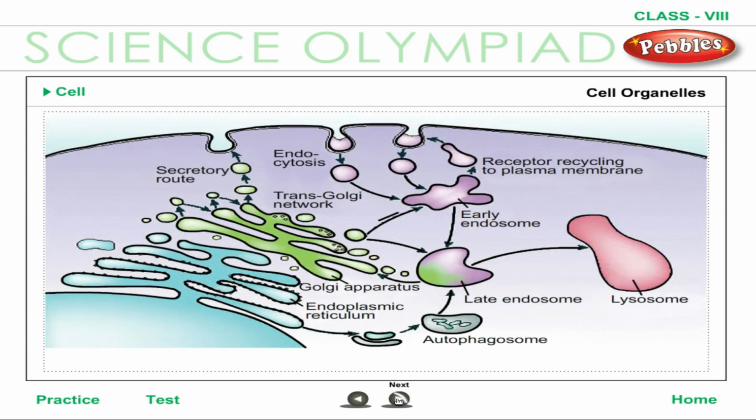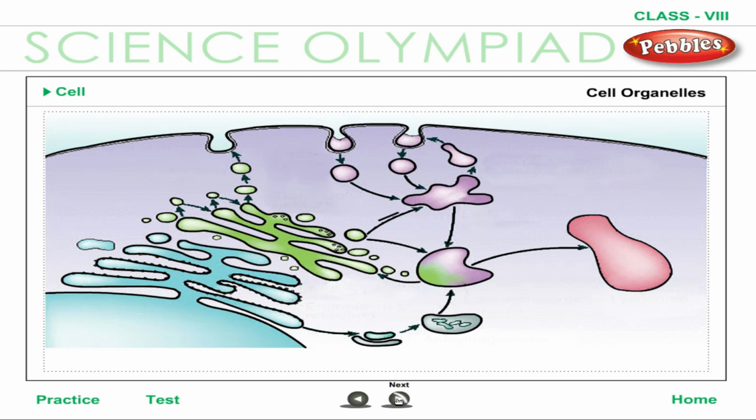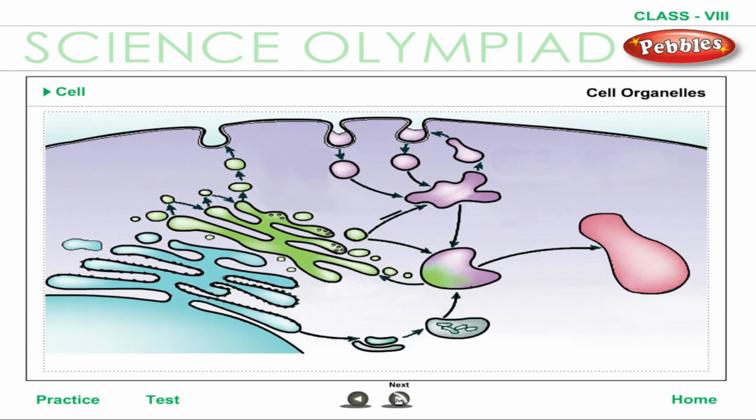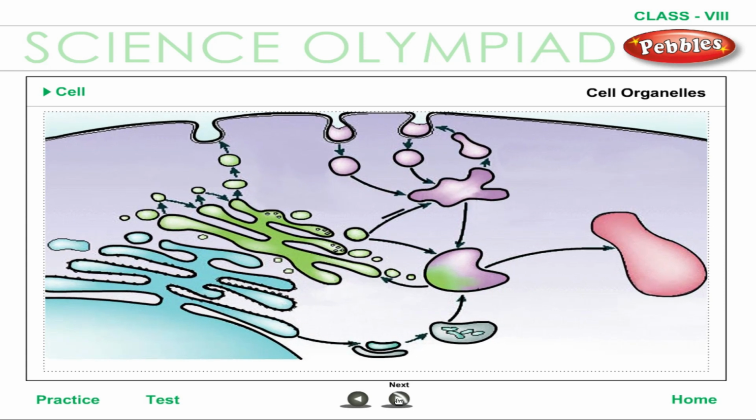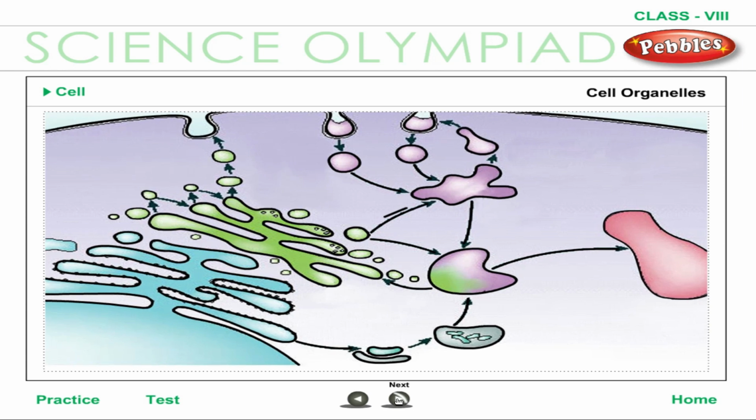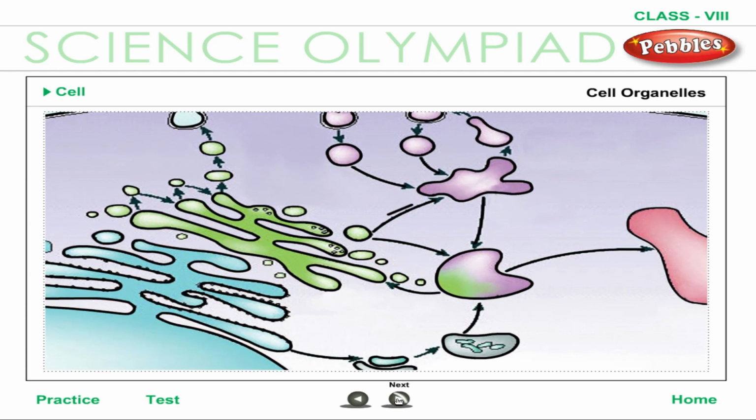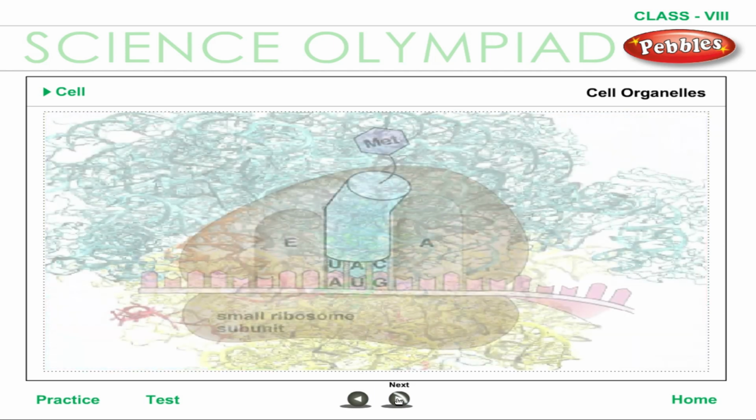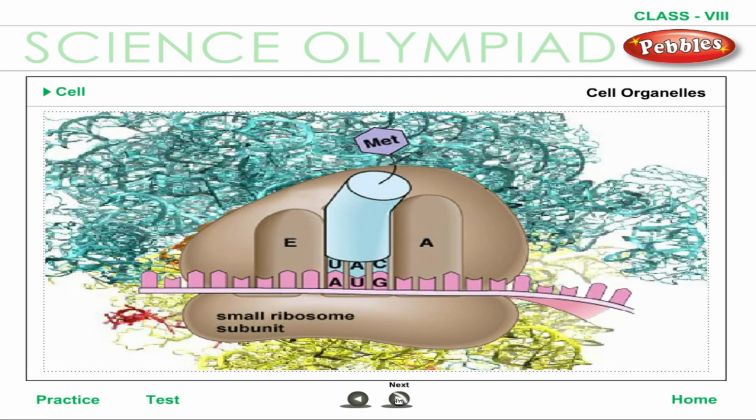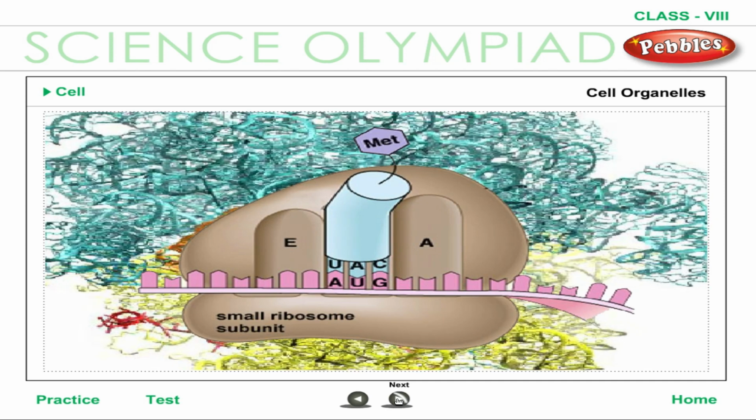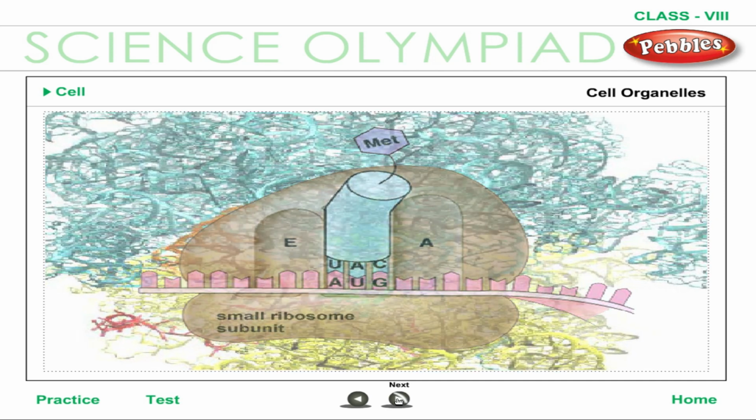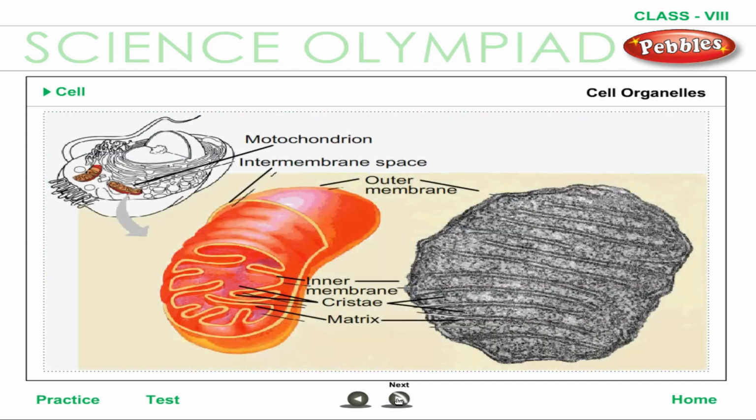Cell organelles. The figure shows a labeled diagram of a generalized cell. Golgi apparatus, also called Golgi bodies, are made up of tubules, vesicles and vacuoles. They are responsible for the secretion of chemical substances like enzymes, hormones and proteins. Ribosomes are small granules scattered all over the cytoplasm. They act as sites of protein synthesis.